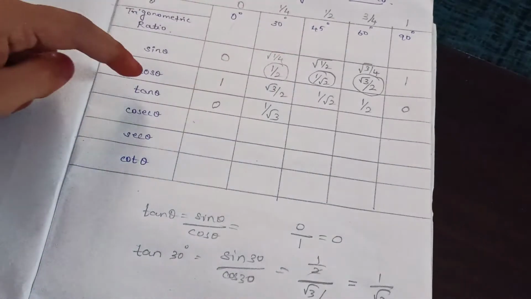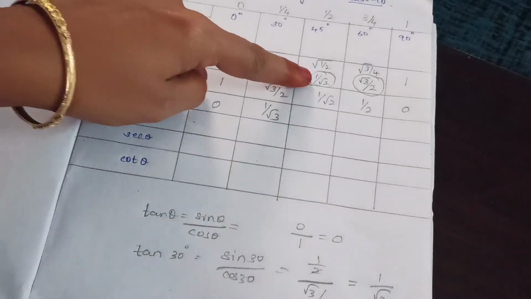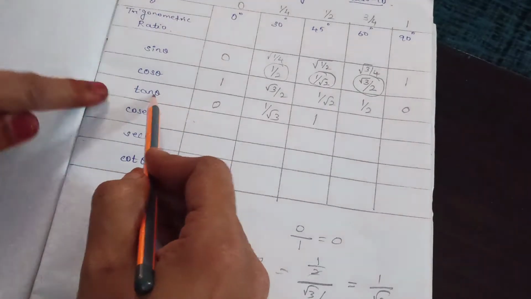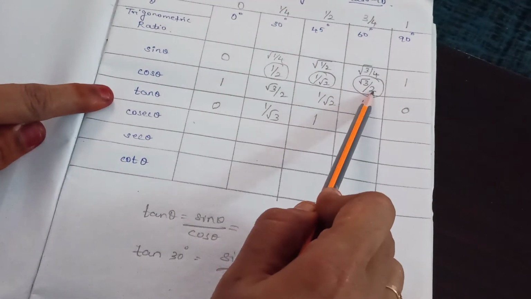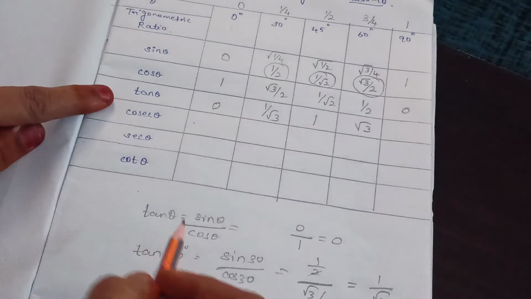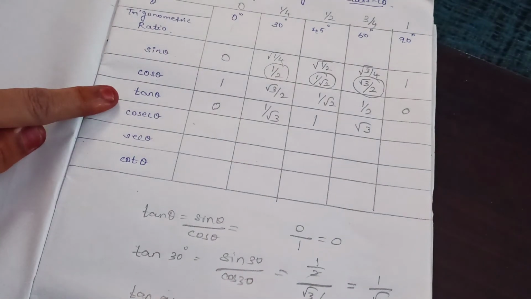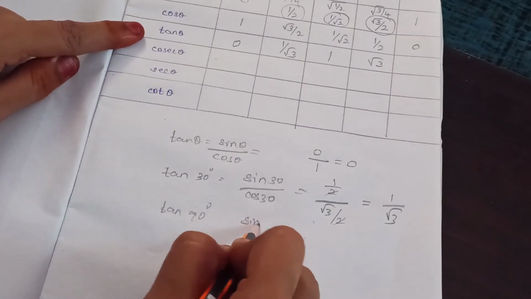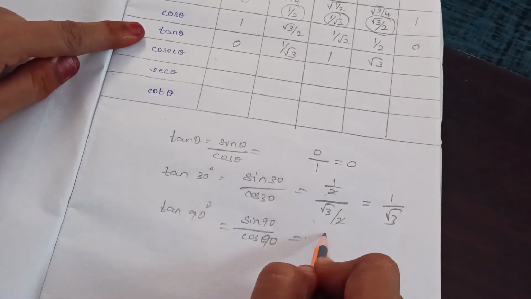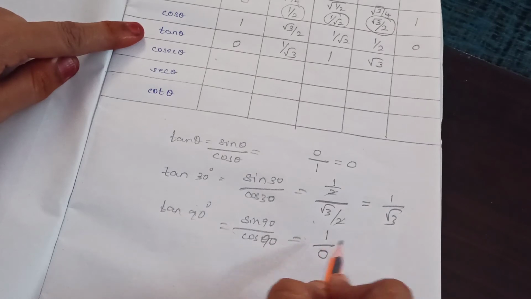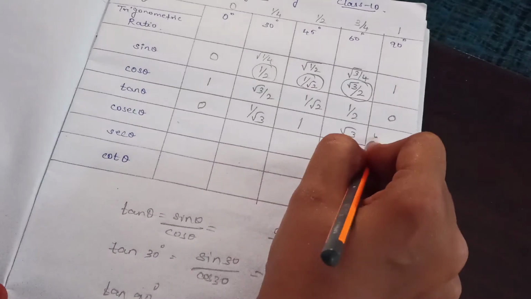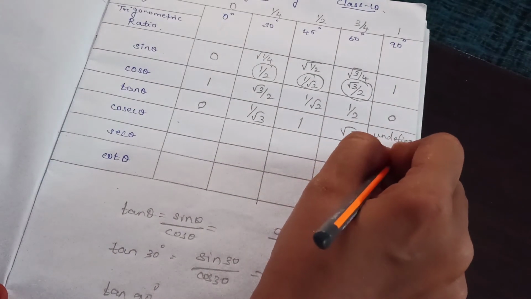Similarly, for tan 45, 1 by root 2 divided by 1 by root 2 will become 1. And for tan 60 degree, root 3 by 2 divided by 1 by 2, the 2 gets cancelled, so the value will be root 3. And for tan 90 degree, tan 90 equals sin 90 by cos 90. Sin 90 equals 1 and cos 90 is 0. Therefore, this value will be undefined. So here in the table we can write undefined.